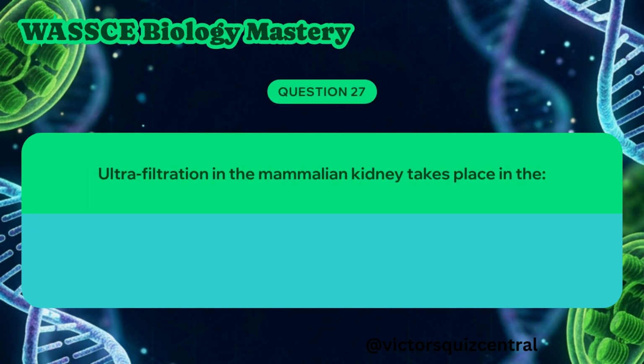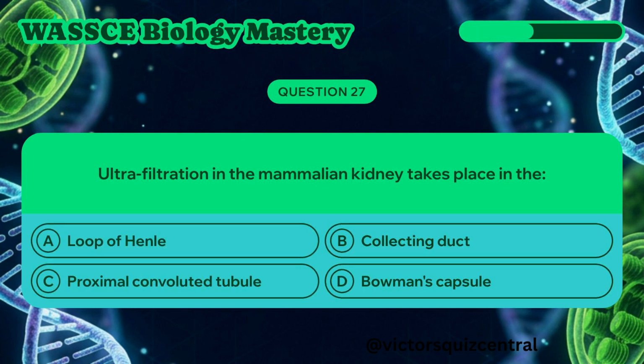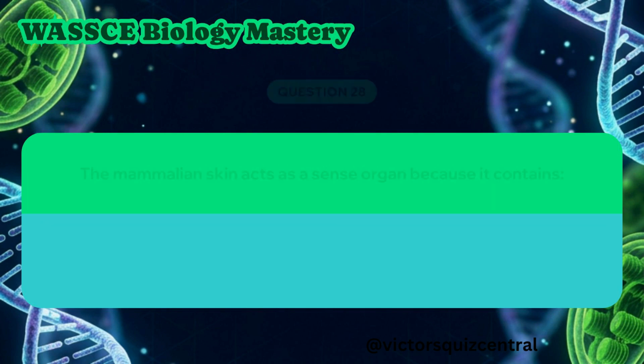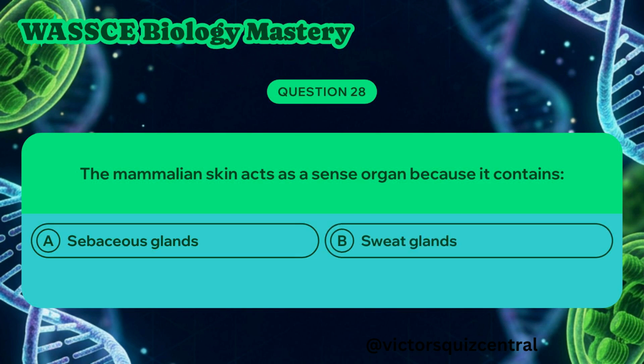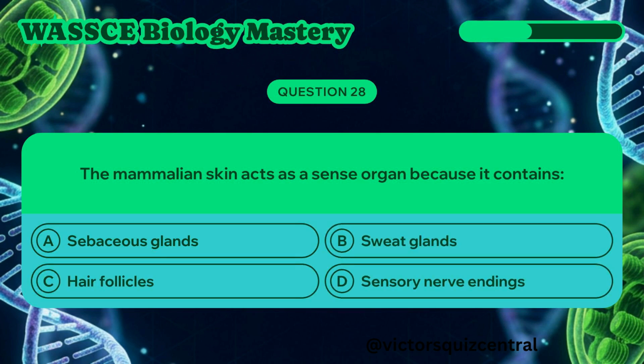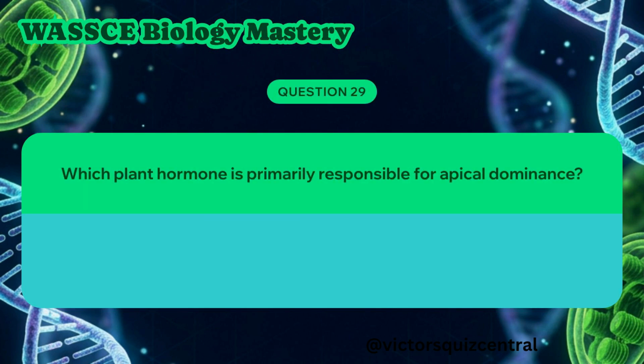Ultrafiltration in the mammalian kidney takes place in the... The mammalian skin acts as a sense organ because it contains... Which hormone is primarily responsible for apical dominance?